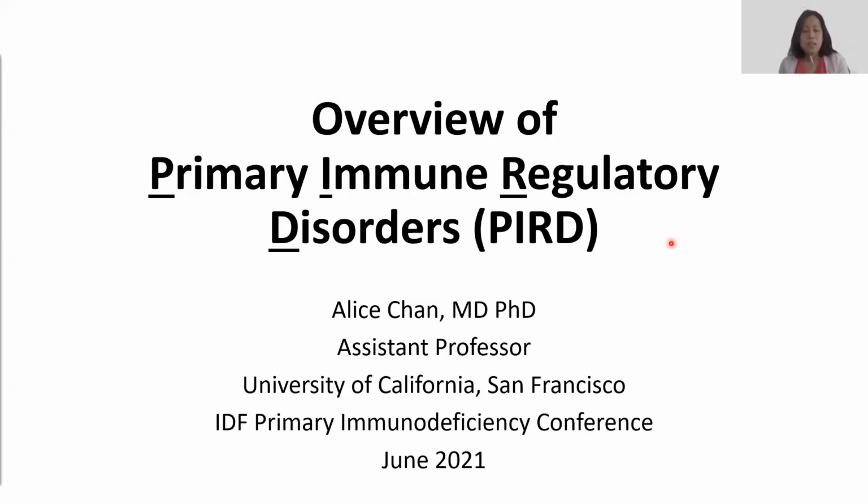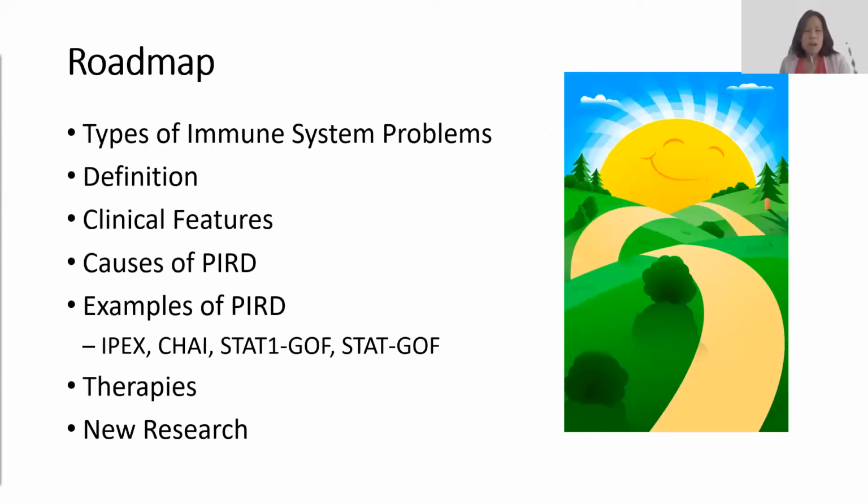Great. So thank you for this opportunity today to talk about the overview of primary immune regulatory disorders, or PIRD. For today's talk, our roadmap is going to be first talking about the different types of immune system problems, and then we'll go through the definition of PIRD, clinical features that you'll see, causes of PIRD, and then we'll go through some classic examples of PIRD disorders. We'll touch broadly on different types of PIRD therapies, and we'll also end with what's new on the horizon for PIRD in terms of new types of research that's happening.